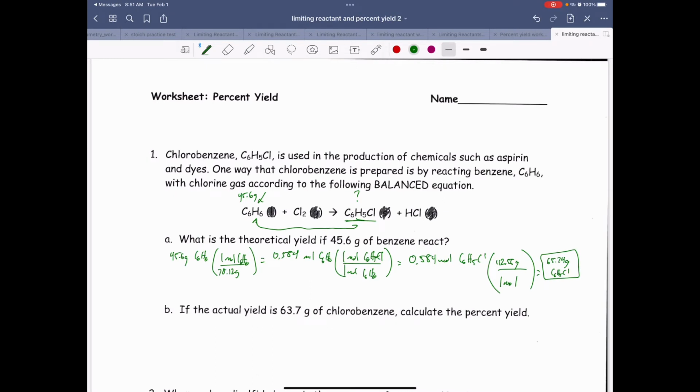So if we only got 63.7 grams of that stuff, let's just do the percent yield. 63.7 divided by 65.74, and we get 96.9. 96.9% yield. That's pretty darn good. All right, and that's how we do number 1.